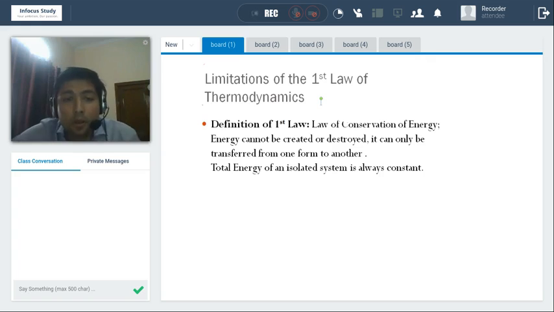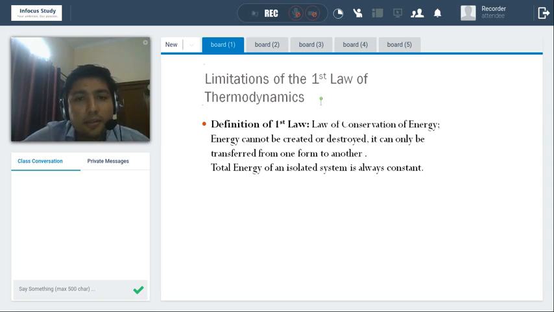Energy cannot be created, cannot be destroyed. It can only be transferred from one form to another. Another way we can say that is that the total energy of an isolated system is always constant. So this is the first law. Now it looks very simple. It just talks about the conservation of energy.